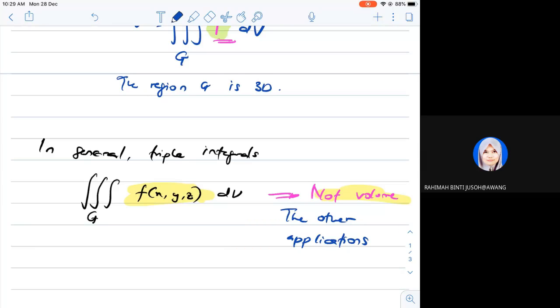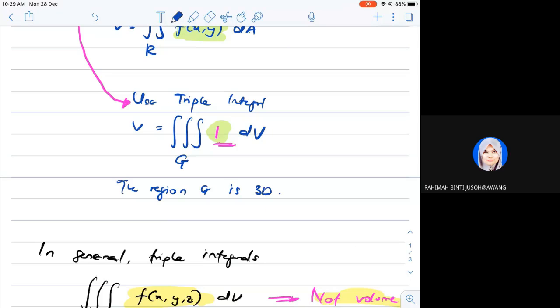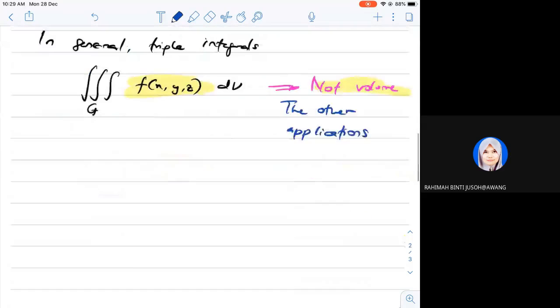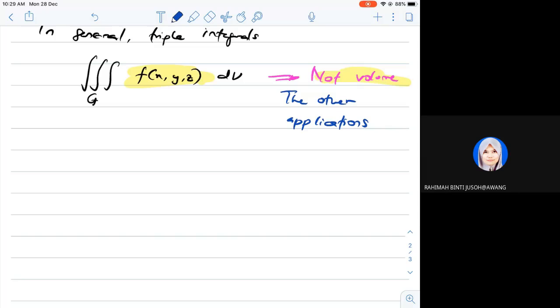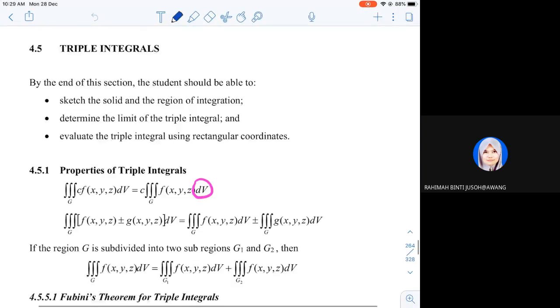It can be centroid, it can be center of gravity, it can be density function, something else. Okay, this means it is not calculating volume. If the triple integral function is equivalent to 1, then it is volume. Okay, understand, guys? Alright, so that's the theory. Let us proceed with the exercises.